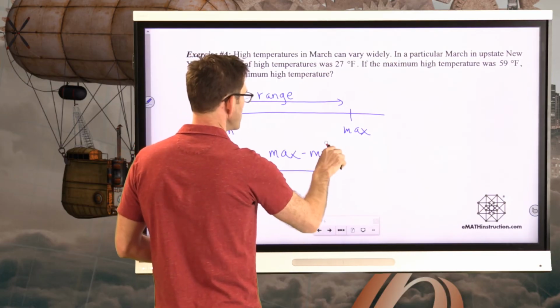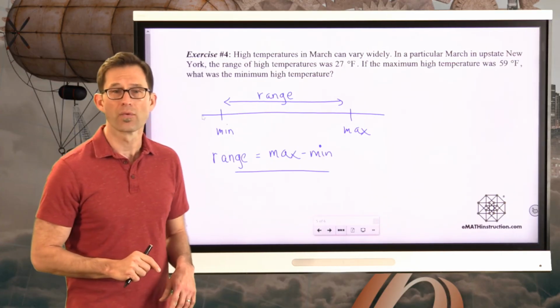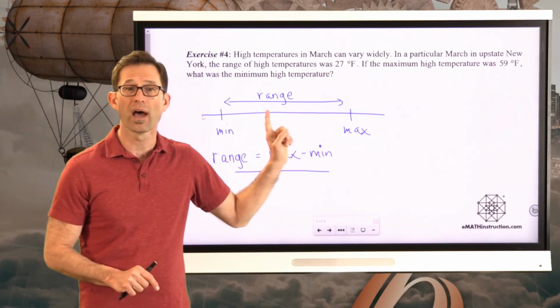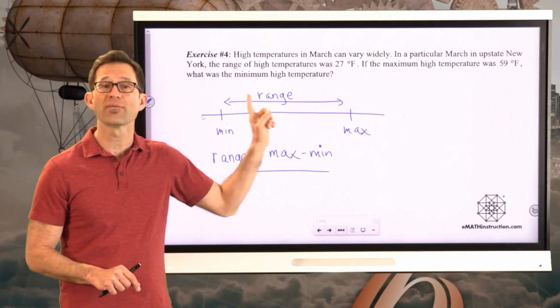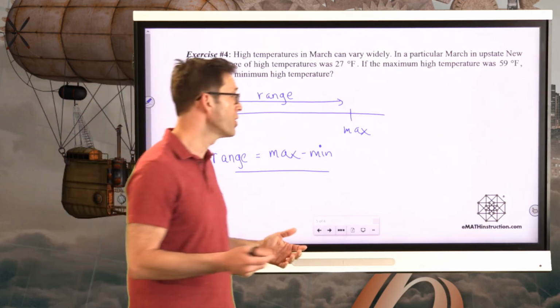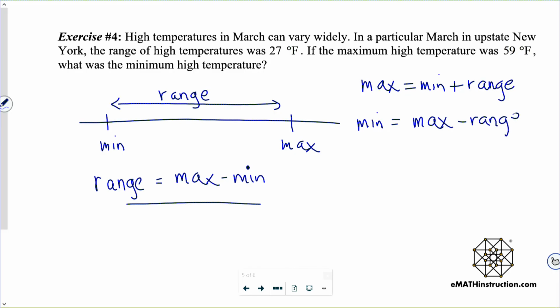And that is definitely technically the formula for the range. But we can also think about it this way. If we were at the minimum, to get to the maximum, we'd have to add the range. Or if we were at the maximum and we wanted the minimum, we'd have to subtract the range, because the range is literally just the distance between them. So we could write formulas down like that. The max would be the min plus the range, and likewise the minimum would be the maximum minus the range.